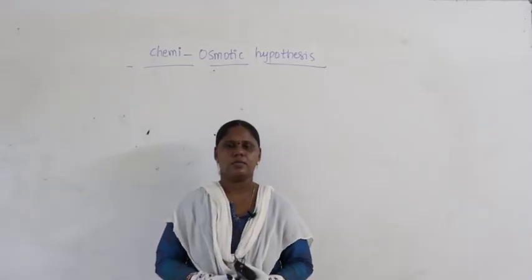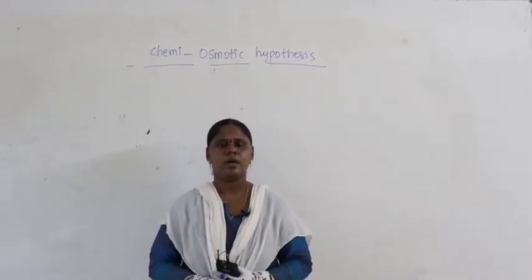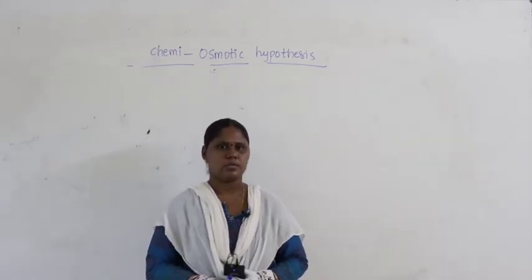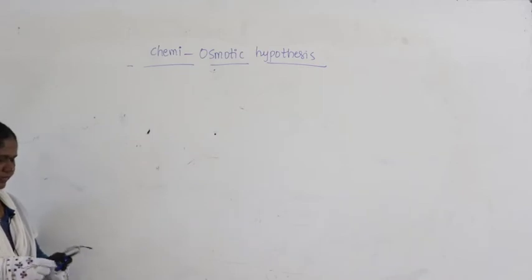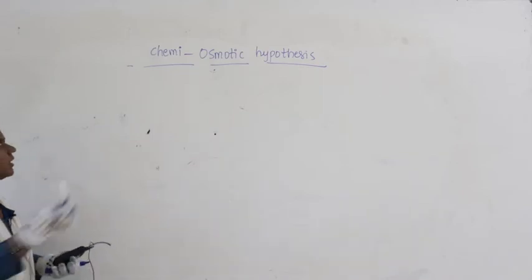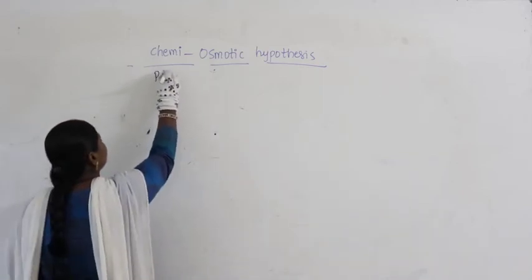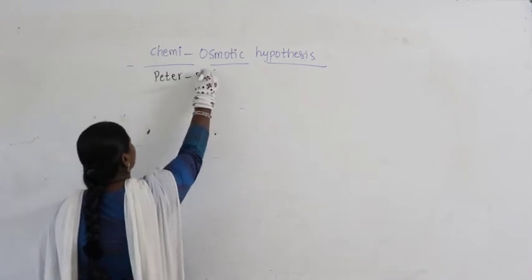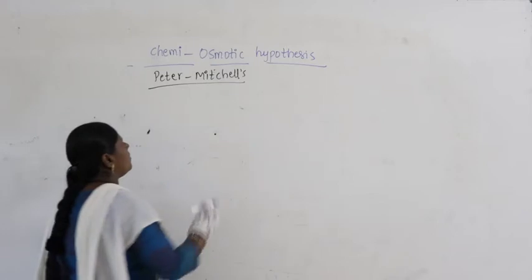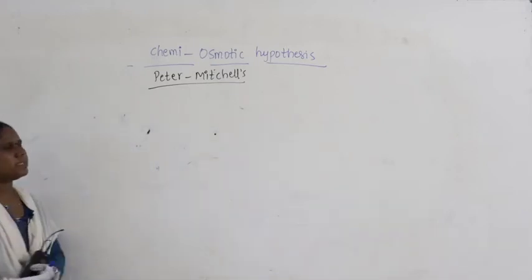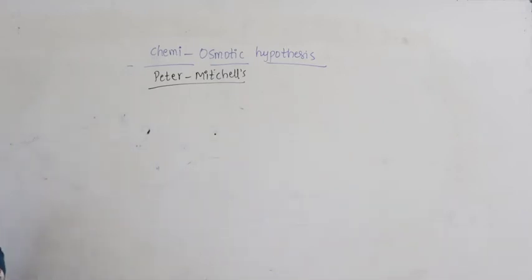Hello students, now let us continue with the concept of Chemiosmotic Hypothesis. Now Chemiosmotic Hypothesis, as we have just started for the last class. Now who is the scientist? Peter Michel. So this itself is called Peter Michel's Chemiosmotic Hypothesis.